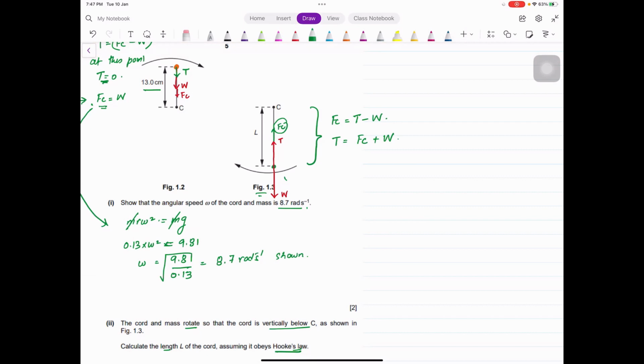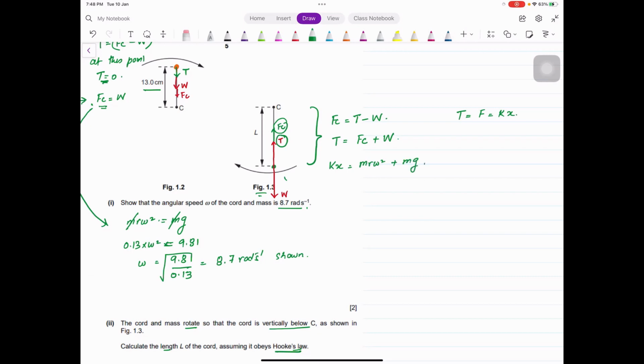Now this tension obviously is equal to the force which is obeying Hooke's law. And in Hooke's law, we remember that force is equal to kx, where k is the spring constant. Unfortunately, we do not have that, and we need to do something about it. So instead of T, I'm going to write kx. Fc is m r omega squared plus mg, like that.